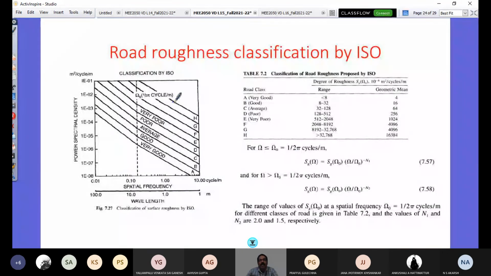That slope is different, and then you have this. So you are given the formula of omega. If it is less than this, you should use SG of omega to get the ISO road roughness value. You have to have SG of omega naught multiplied by omega over omega naught to the power minus N1. So what are N1 and N2? N1 will be 2 for the first range, and N1 will be 1.5 for the other range. So you have to know how to use this table to represent your road roughness value given by ISO.